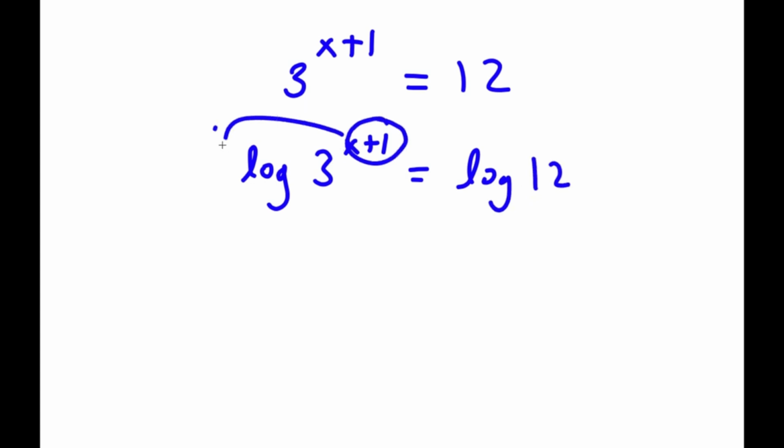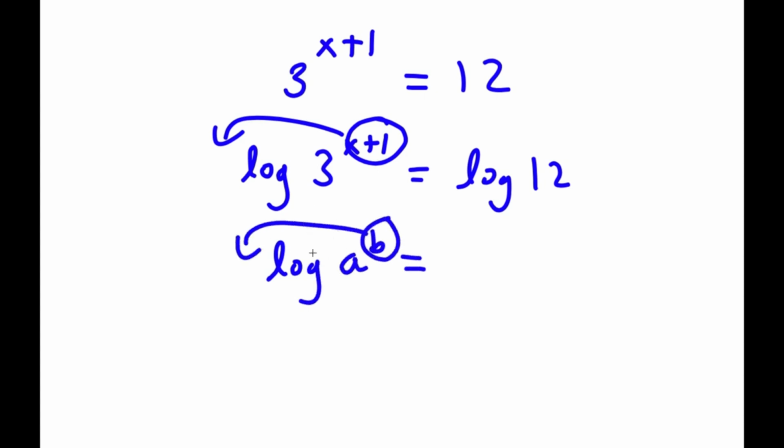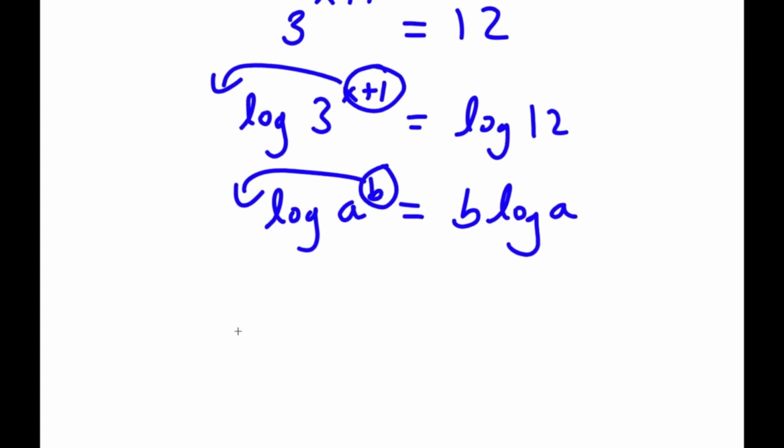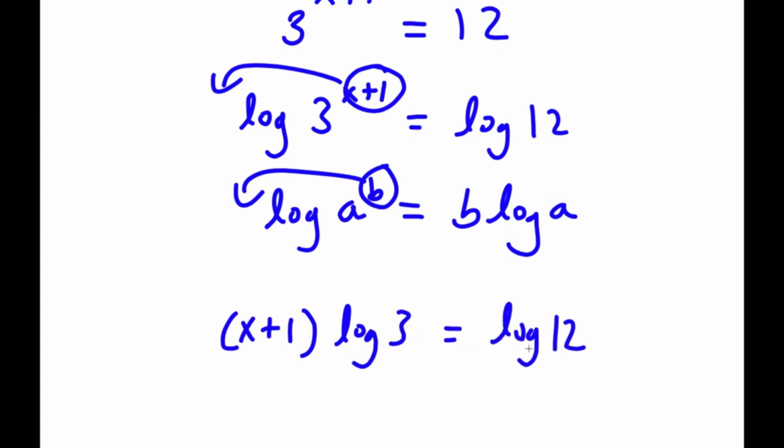Now, I'm going to move this x plus 1 to the front, because if I have something in the form log a to the power of b, I can go ahead and move b to the front, so this would equal b times log a. So now I'm going to have x plus 1 times log 3 is equal to log 12.